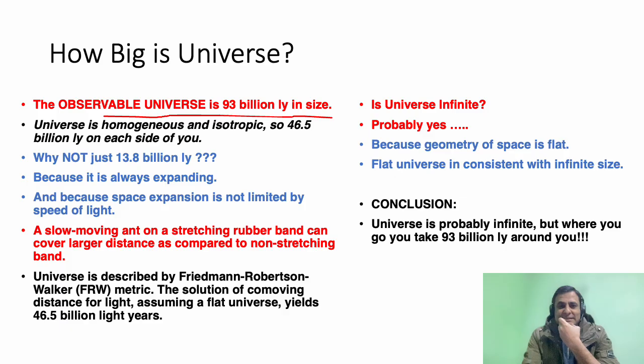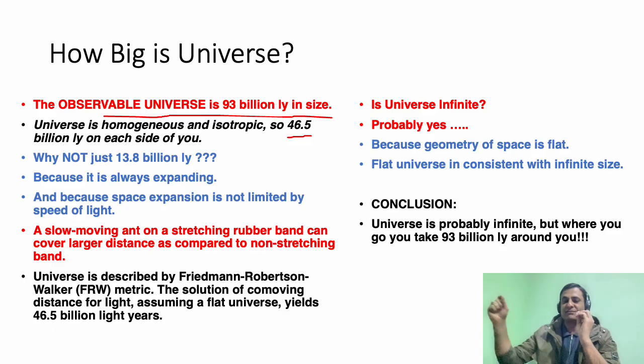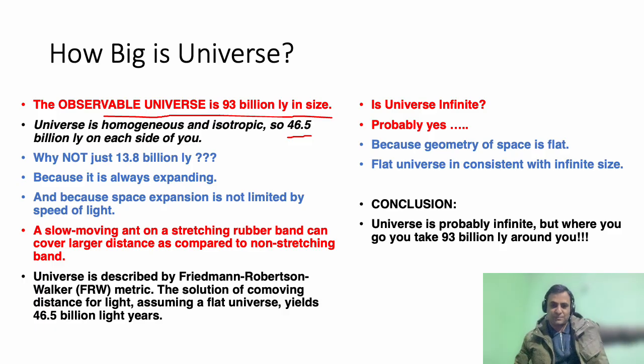So it means that the radius around you is 46.5 billion light years. If you are in the center of the bubble, each side of the edge of the bubble is 46.5 billion light years from where you are. So on one side you can only see 46.5 billion light years, and 46.5 on the opposite side, so it makes 93. That's the size, or the diameter, of the bubble or the universe. Okay, let's call it the observable universe.